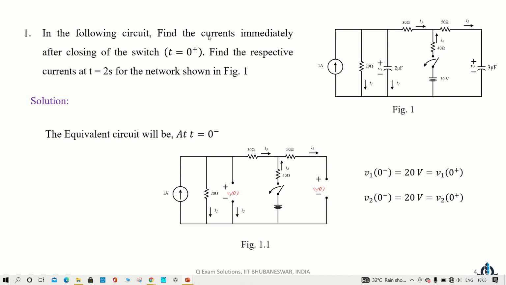Here it is asking to find the current immediately after the closing of the switch, meaning all the currents I1, I2, I3, I4, I5, and at 2 seconds also. When I got this paper, there were 4 questions, in all 4 questions, parts A, B, C. For solving these questions only 1 hour of time is there.